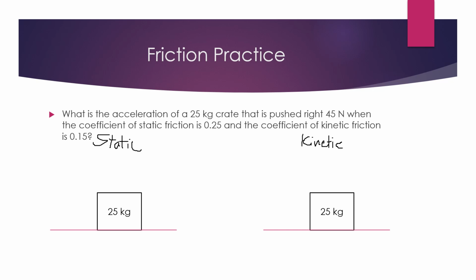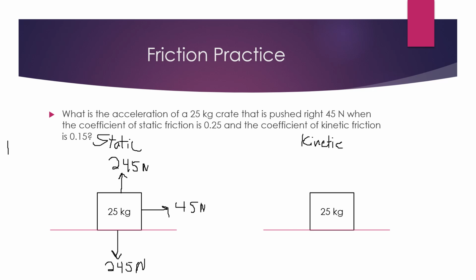Let's do this together. Take out your calculators and type 25 times 9.8. You'll write that number as the down arrow, whatever number that is. It happens to be 245. So 245 going down, 245 going up. It's pushed right 45. Okay. So let's figure out if it moves.